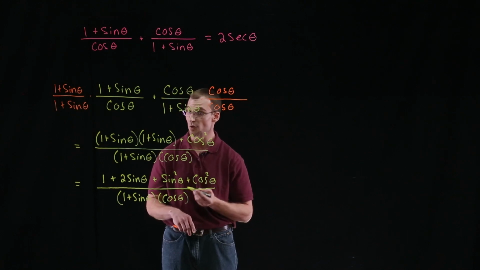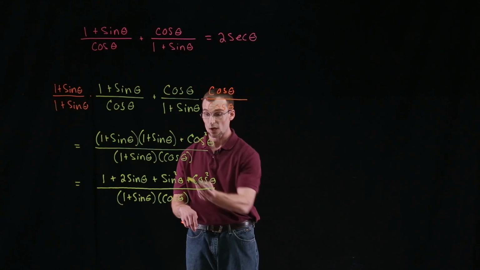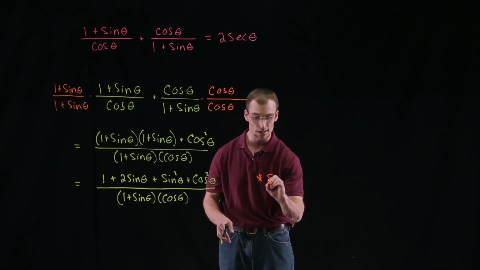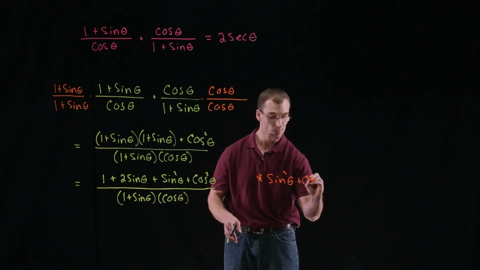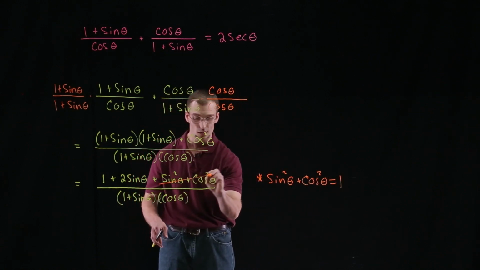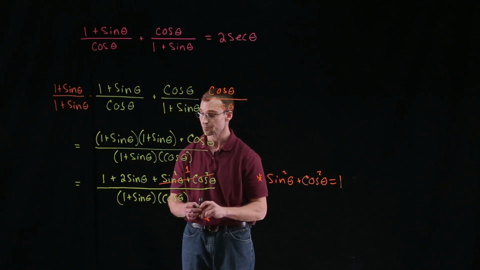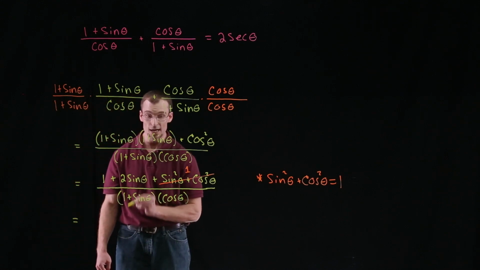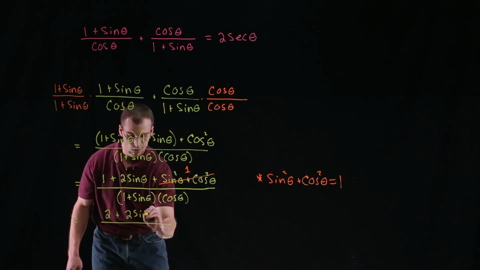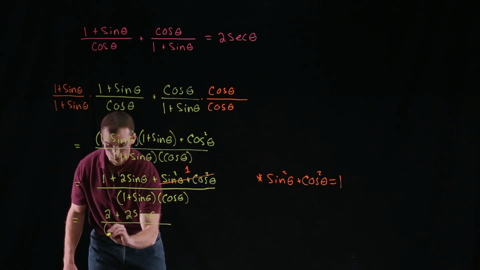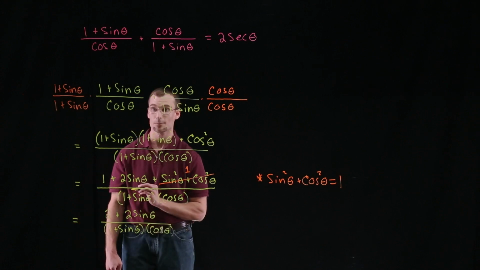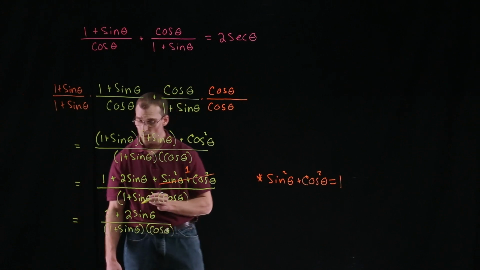So now is when we're going to look at using any fundamental trig identities that we could possibly bring into play. Looking at this, we see sine squared and cosine squared. And we know that we have a trig identity dealing with just that, namely the Pythagorean identity, sine squared theta plus cosine squared theta equals 1. So this entire expression, sine squared plus cosine squared, is equal to the value 1. So what we're going to have is 1 plus 1 in our numerator, which gives us 2, plus 2 sine theta, and again, all divided by (1 plus sine theta) times cosine theta.